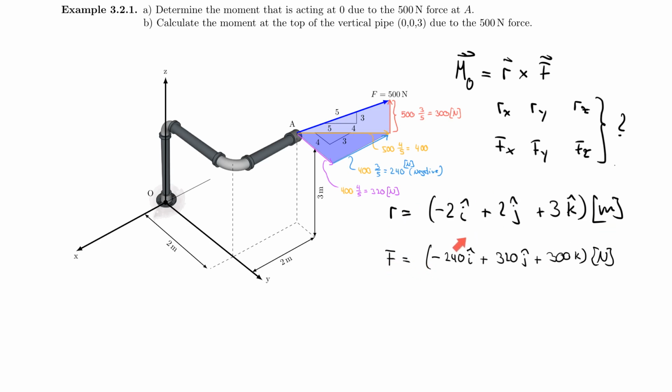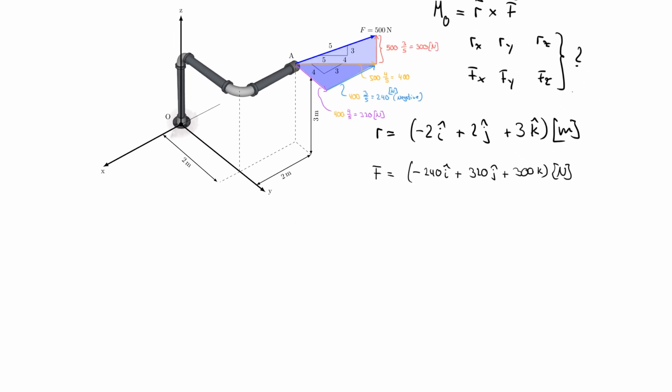these two expressions here. Let's go ahead and convert it to our determinant solution. So let's say that I have r cross F, which is nothing else than i hat, j hat, and k hat. And I have -2, +2, and 3, and -240, +320, and +300. And my bars come in now.